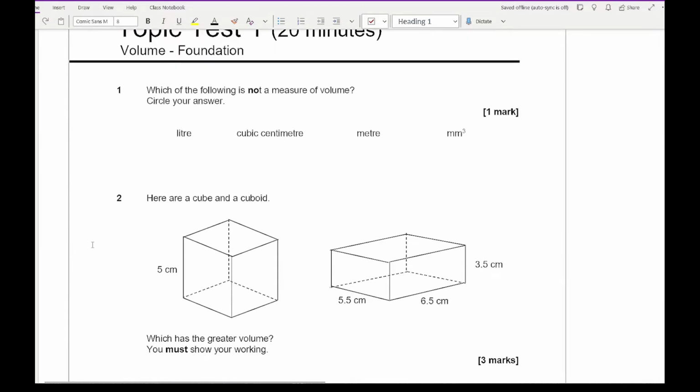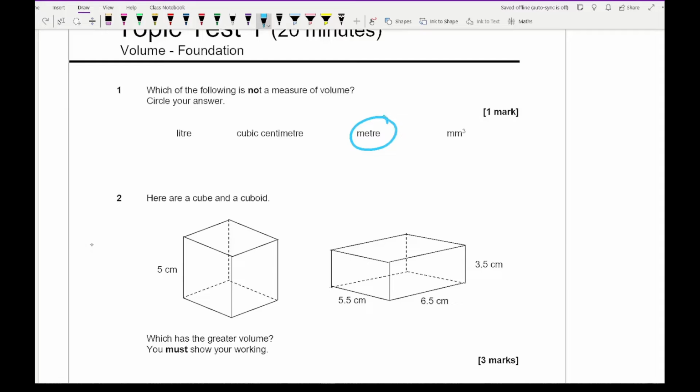Question 1 says, which of the following is not a measure of volume? And so we've got litre, cubic centimetre, metre and millimetre cubed. The one that you want to highlight is metre, as that's the one that is not a measure of volume. Volume can basically be the number of cubes inside a shape, but also the capacity as well. So that's where litre comes into question. But also 1 litre is equivalent to 1000 centimetres cubed. So they both go into each other.